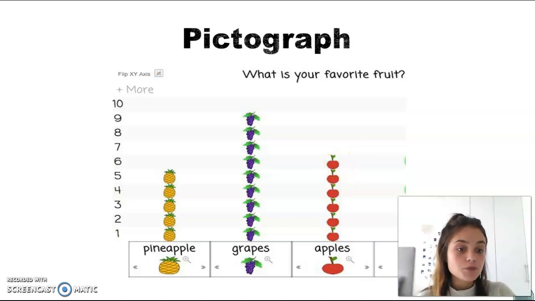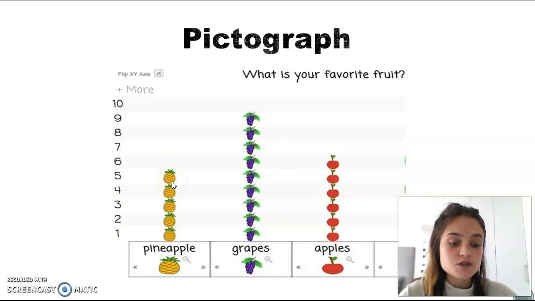And the most popular here is the grapes. Well done. And the least popular, which means the one that didn't get the most votes, that is the pineapple. So the most was grapes, and then it was the apples, and the least popular was pineapple.